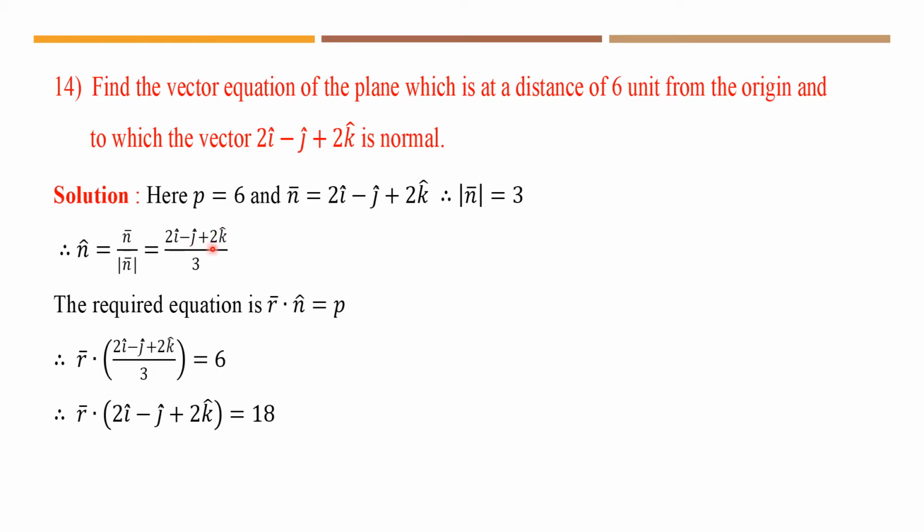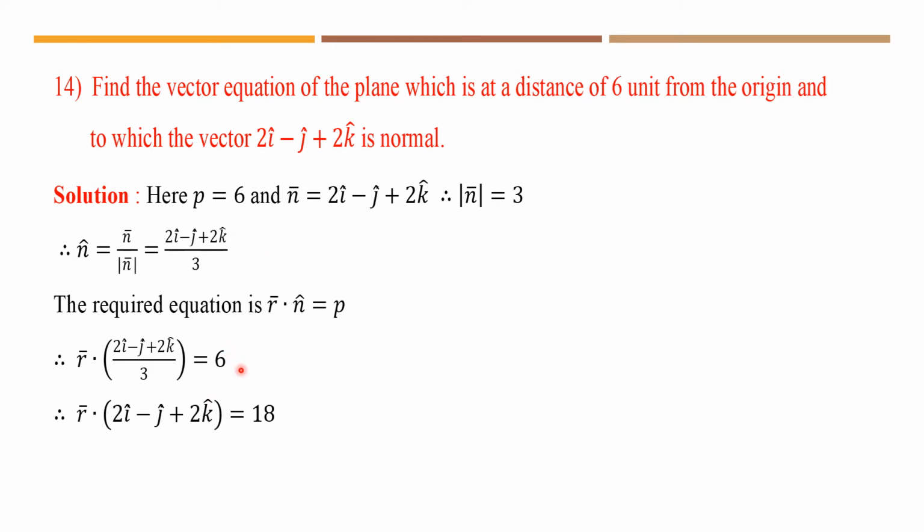n bar is (2i minus j plus 2k) divided by 3. We have to find the vector equation. We know that the formula is r vector dot n cap equal to p. Therefore, r vector dot n cap, that is (2i minus j plus 2k) divided by 3, equal to p equal to 6.